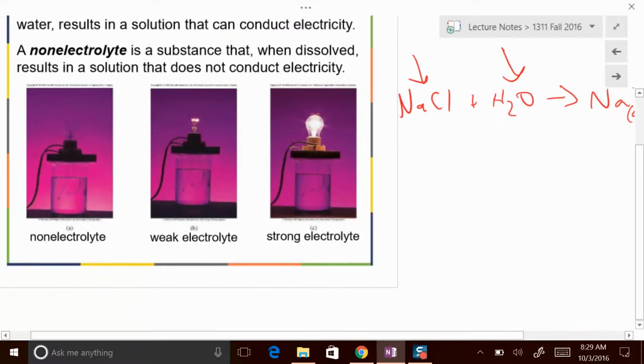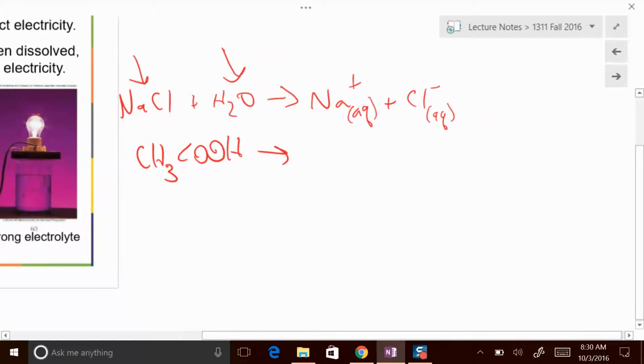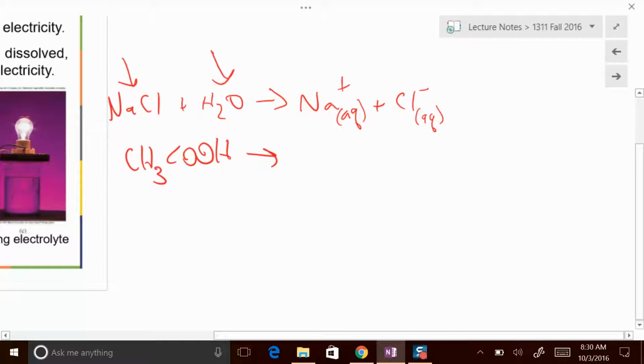Okay? A weak electrolyte is something that doesn't dissociate 100% like sodium chloride. So let's take an example: acetic acid. When acetic acid is put into water, it dissolves and it will break up into acetate.